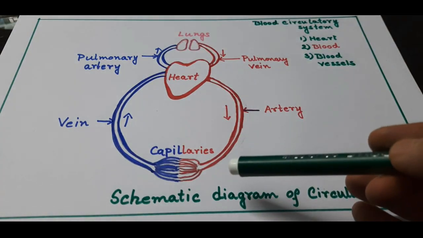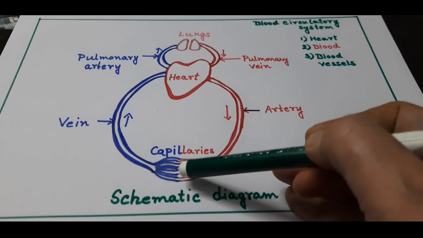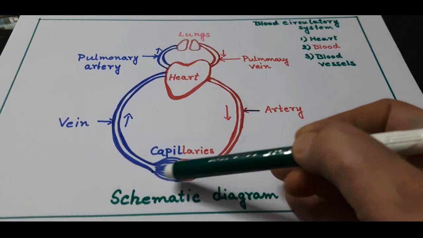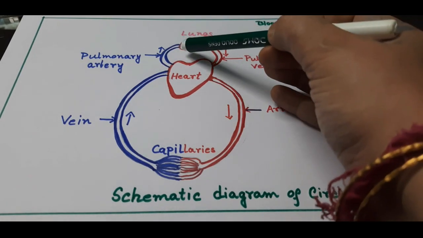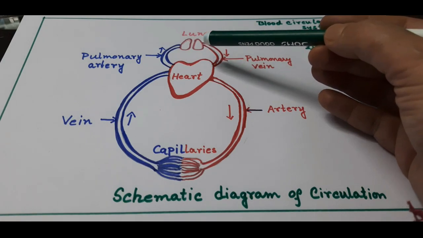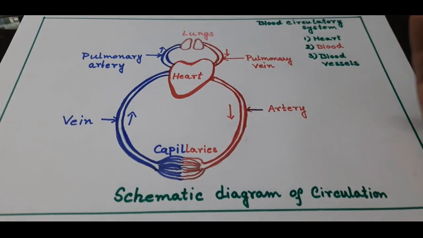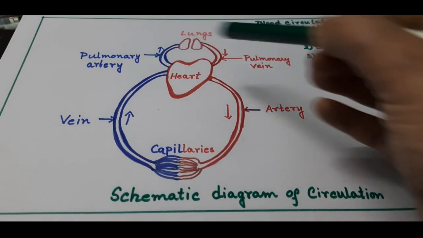Another type of blood vessel, capillaries, which are present between the arteries and veins. So here I have drawn the capillaries. Also I have drawn here lungs. In chapter 10 you read about lungs. This is our respiratory organ, right? So here see I have drawn another vein and artery.